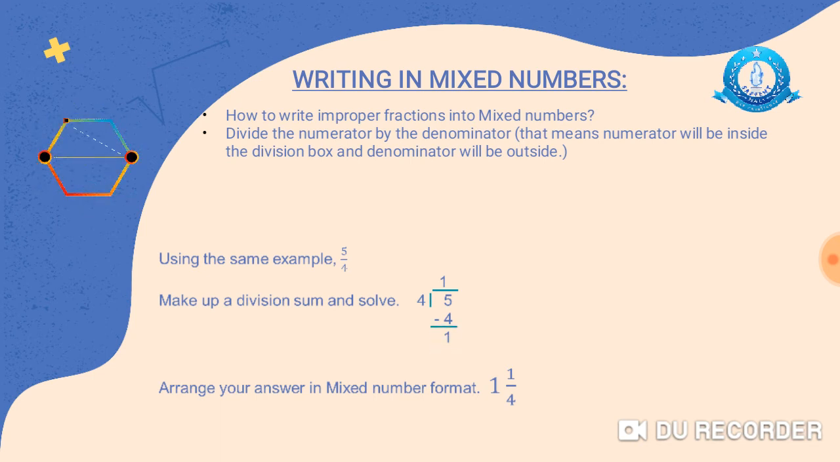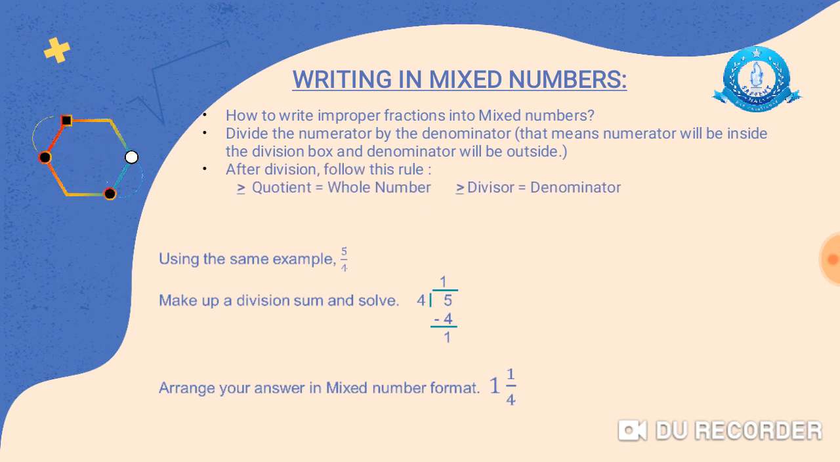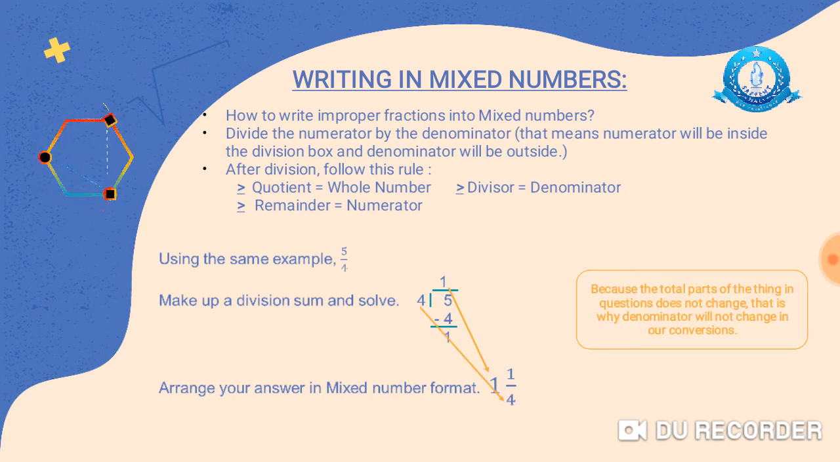4 times 1 will give you 4. Subtract it and we get a remainder of 1. So after division, let's follow this rule. Our quotient or the answer on top becomes the whole number. Our divisor, that is the denominator, stays as the denominator. And the remainder, which we get down over here, will be turned into the numerator.